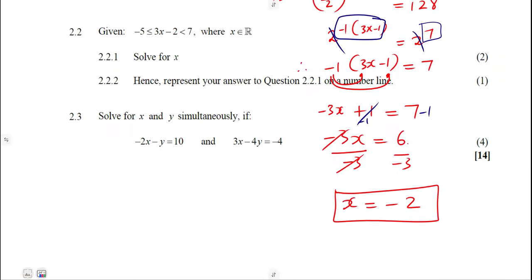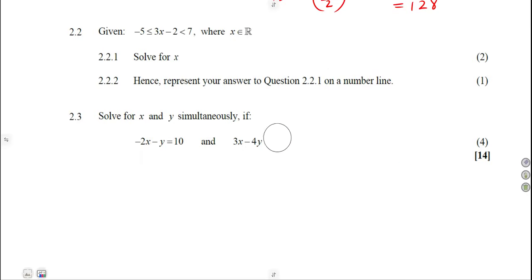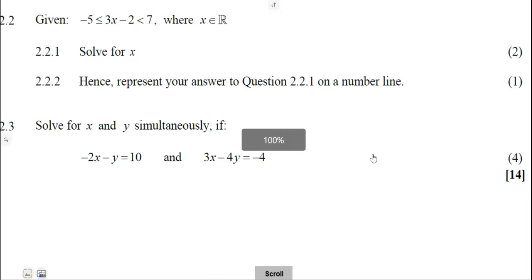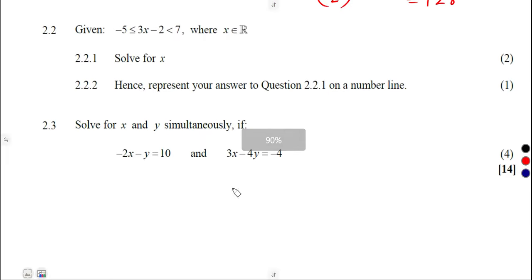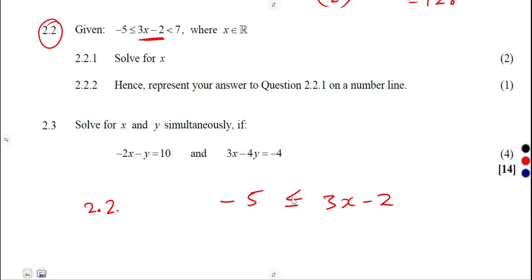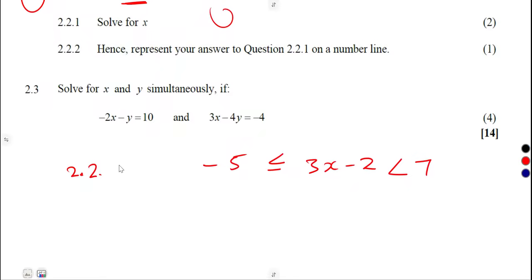Let's check our question 2.2, where we have got our inequalities here. That's 2.3 is simultaneous; 2.2 is where we have our inequalities. So 2.2, we have got minus 5 less than or equal to 3x minus 2, but less than 7, for x an element of the real numbers. Solve for x on 2.2.1.